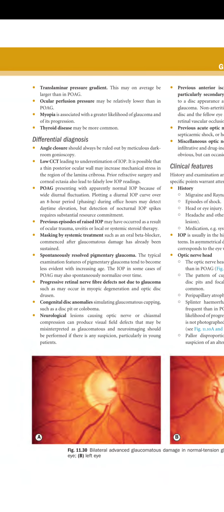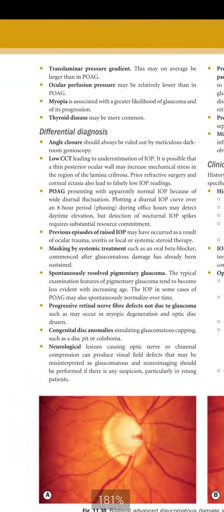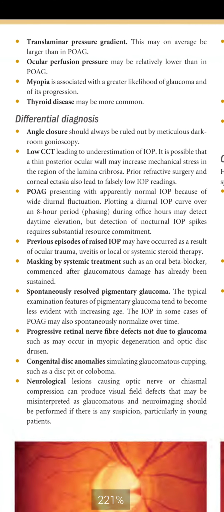So what is the differential diagnosis of a patient with normal tension glaucoma? Angle closure should always be ruled out by meticulous dark room gonioscopy. Low CCT leads to underestimation of IOP. It is possible that a thin posterior ocular wall may increase the mechanical stress in the region of the lamina cribrosa. Prior refractive surgery and corneal ectasia may also lead to a relatively false low IOP reading.